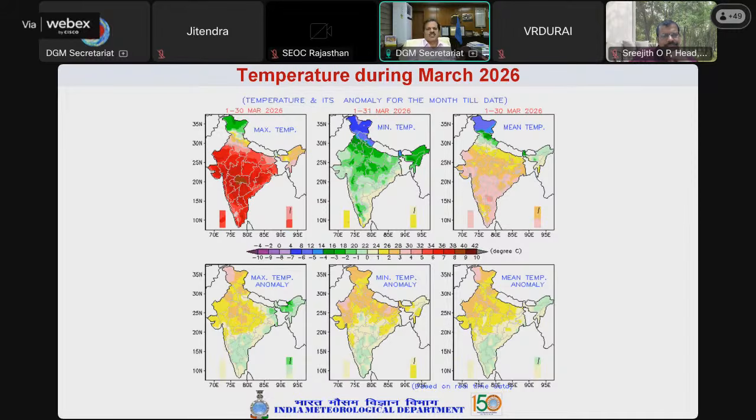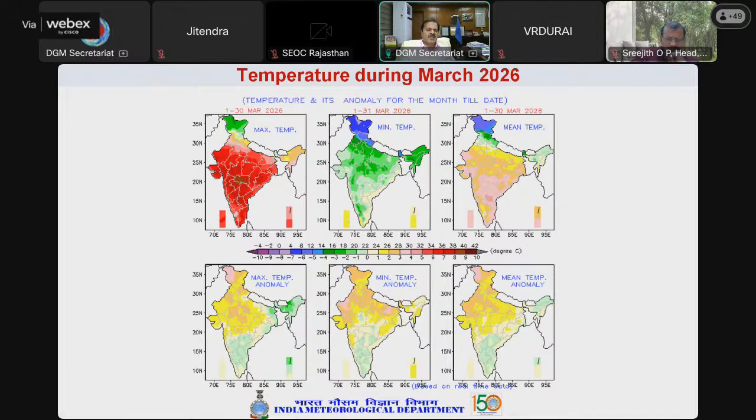Now, considering the temperature during March 2026, the top panel shows the maximum temperature, minimum temperature, and the mean temperature, that is the mean of maximum and minimum. The bottom panel shows the anomaly. Anomaly means deviation from the normal temperature, the long period average temperature.